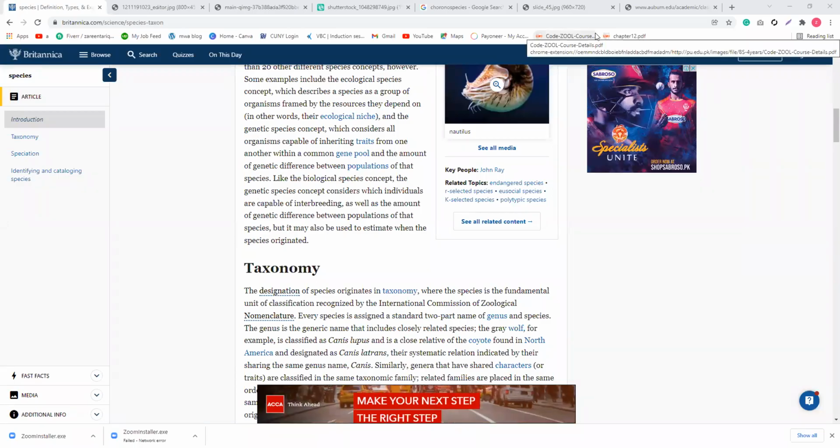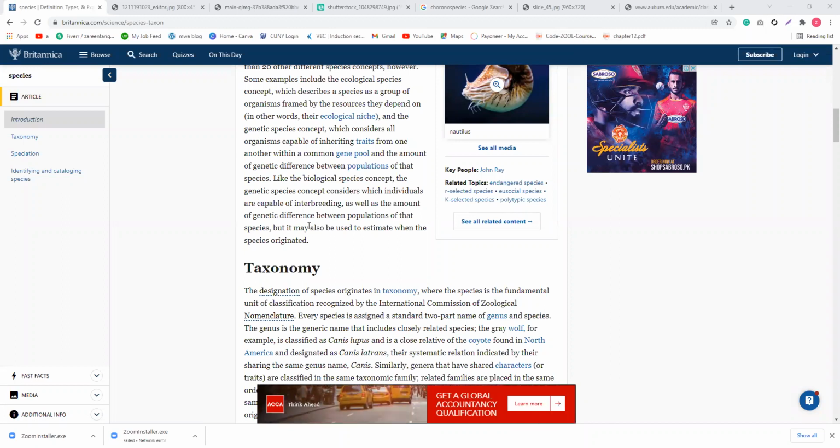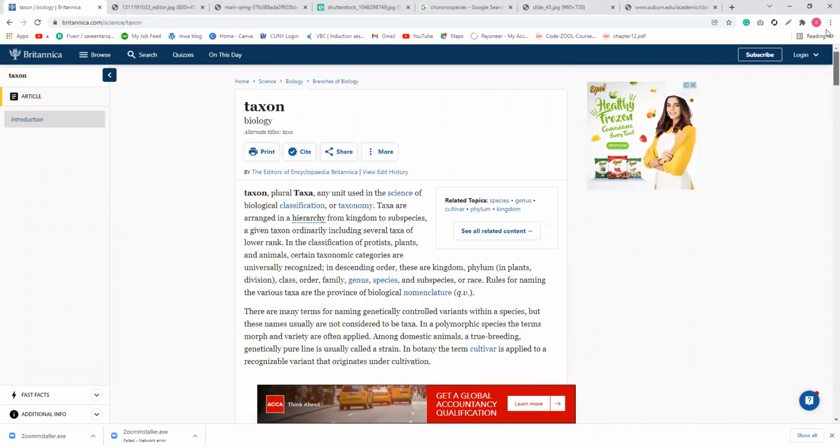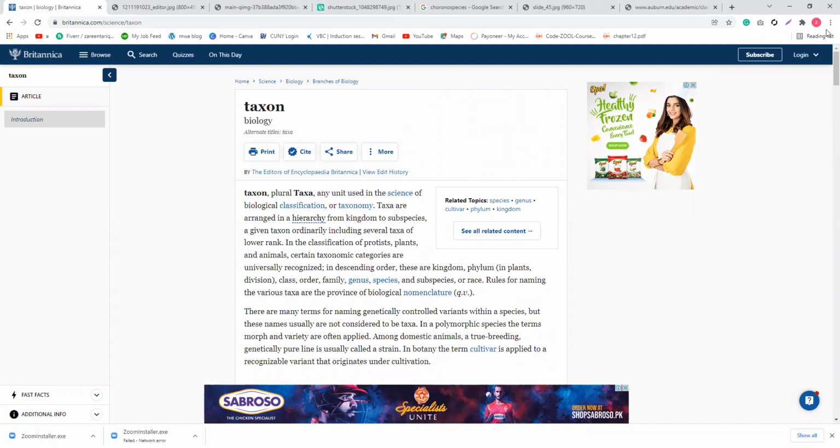So we will continue our topic from the definition of taxonomy. What is a taxon? Taxon, or its plural taxa, are the units used in the science of biological classification, or taxonomy. Taxa are arranged in a hierarchy from kingdom to subspecies.